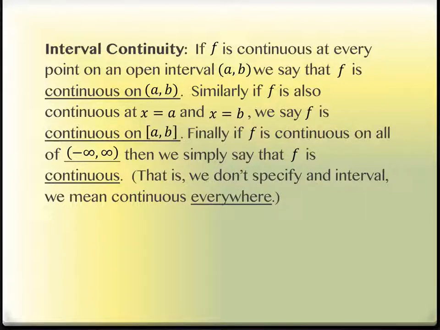And finally, if it's continuous on the entire number line, from negative infinity to infinity, we call it continuous everywhere. So if there's no interval specified and it just says continuous, we mean continuous everywhere. So there's just some notational kinds of things that we use kind of loosely sometimes. And this is sort of identifying the pieces and how they go together.